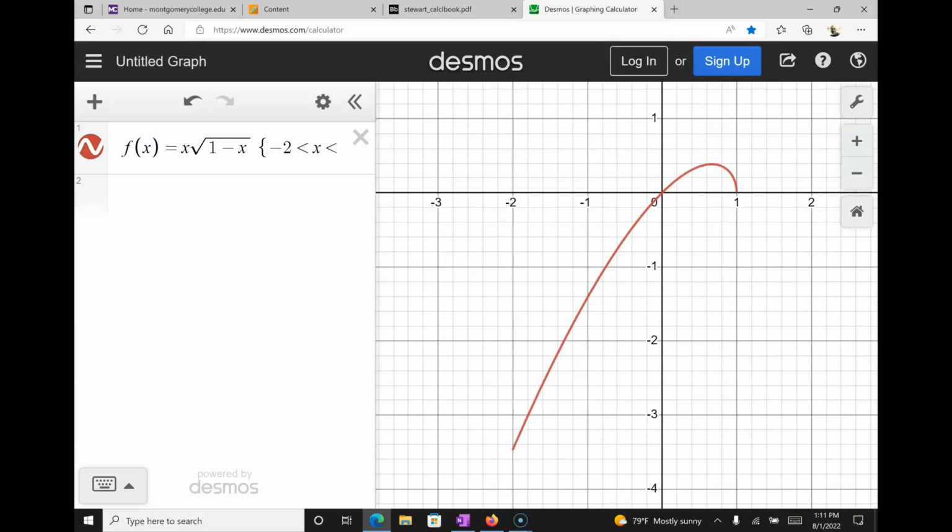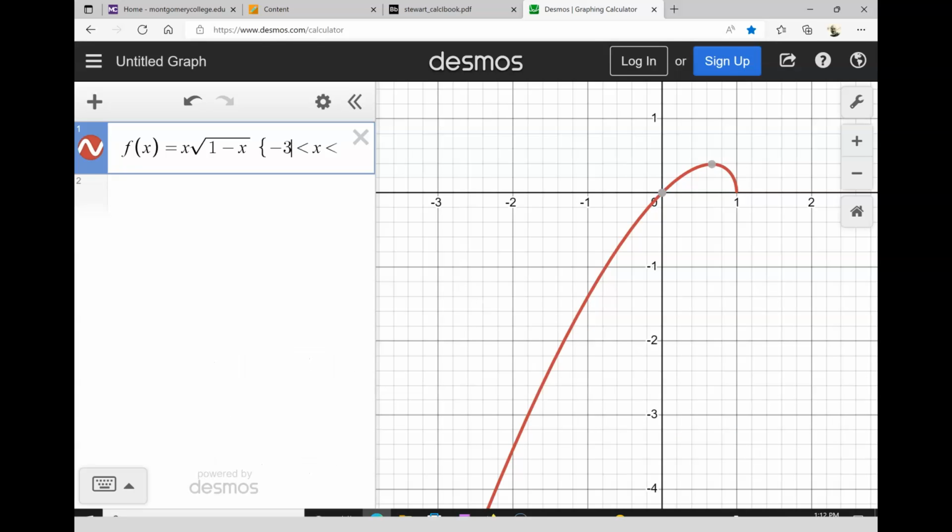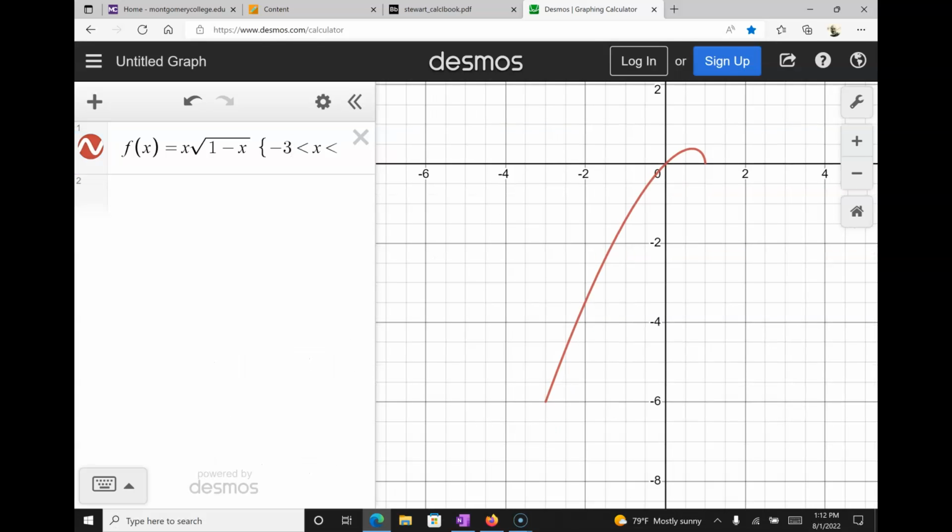So clearly you can see the lowest point is on an endpoint, am I right? And the highest point is where there's a horizontal tangent. Do you see that? Oh yeah, I changed it to negative 3. Thank you.